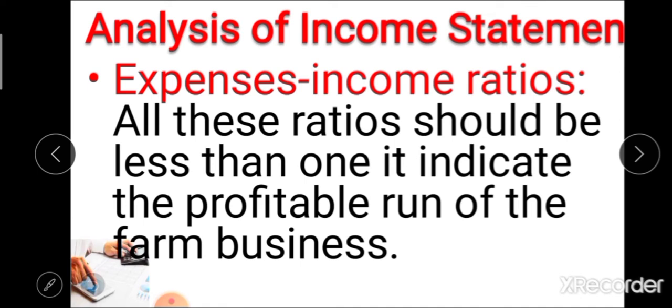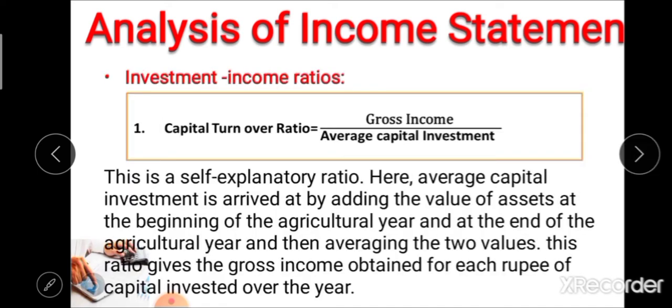After expenses income ratio, the next ratio is investment income ratio. This investment income ratio shows the relationship between investment and income. So there are 2 ratios which are included in investment income ratios.